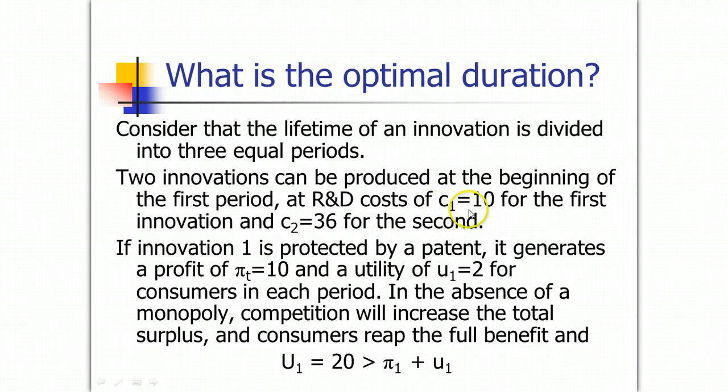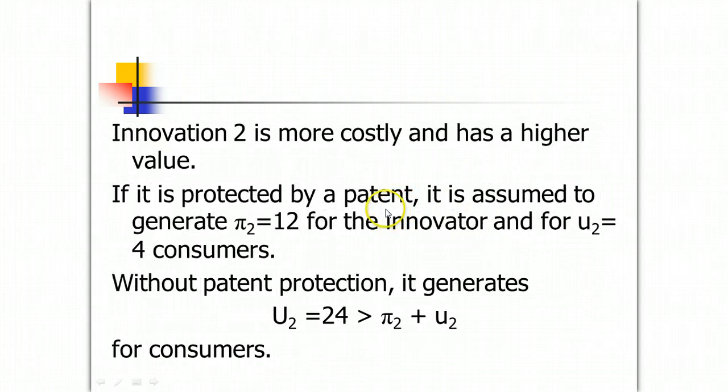You spend C1 getting it to market. In period 1, you earn a profit of 10. So you've broken even. After that, then you can earn a normal profit. So the supernormal profit of one period allows you to recoup the R&D costs in getting the product to market.